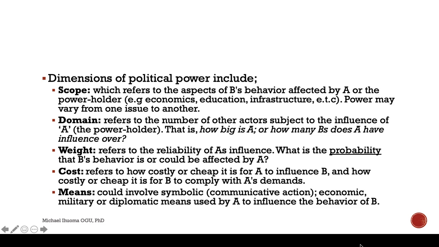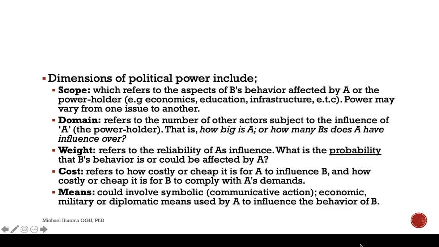The weight of power is determined in probability. So it is calculated in percentage. What is the likelihood of A exercising influence over B? All right. Is there a higher probability that A is able to affect B's behavior? Is there a lower probability that A is able to affect B's behavior? And determining the probability also depends on various issues like the size of A, the method A wants to use in exercising such influence, and so many other things that might be involved. But to what extent is it possible? That's what we mean by the weight.